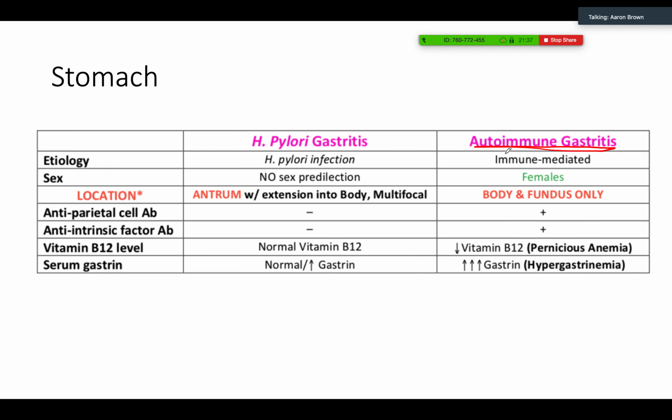For autoimmune gastritis, the ones we test for are anti-parietal cell antibody and anti-intrinsic factor antibody. Okay, and these make sense, and they help us to reinforce what's happening in this condition. In autoimmune gastritis, we have an attack on our parietal cells that causes us to lose intrinsic factor. So why don't we test for antibodies against parietal cells and antibodies against intrinsic factor? And that makes sense.